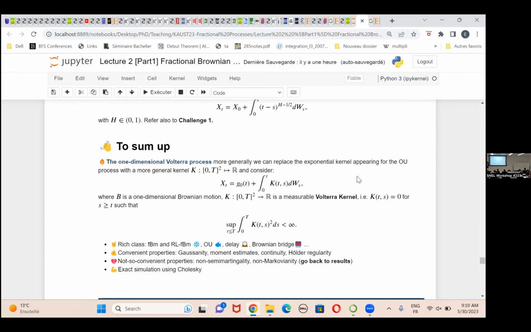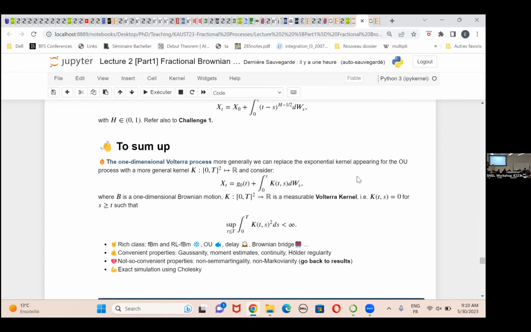On the other hand, the main challenge of these processes, both in theory and in practice, is that they are in principle non-Markovian and non-semimartingale, which also makes them a more interesting object to study, both from the theoretical and numerical points of view. But I hope I convinced you, and with what Christian also showed you yesterday, that it's actually a very rich and flexible class.